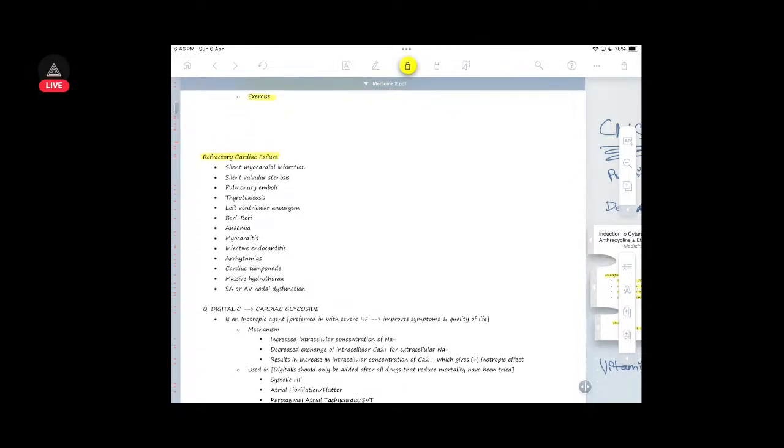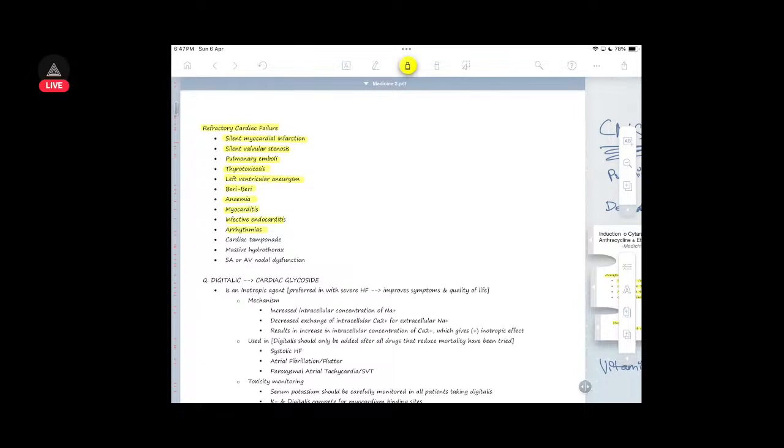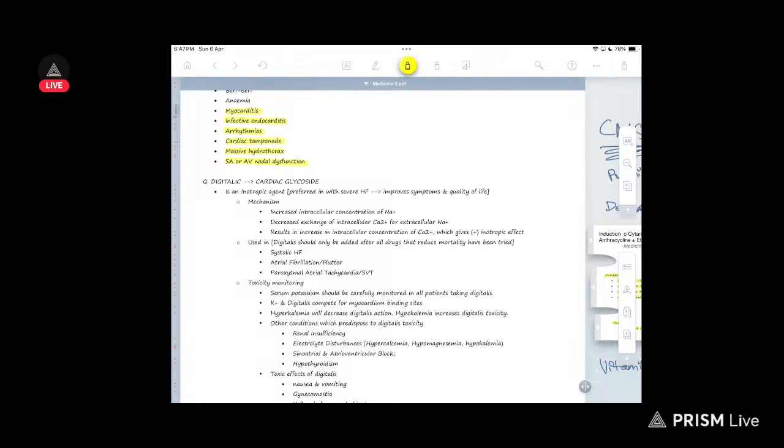Then refractory cardiac failure: silent myocardial infarction, mitral valve stenosis, pulmonary embolism, thyrotoxicosis, left ventricular aneurysm, anemia, myocarditis, infective endocarditis, cardiac tamponade, arrhythmias, massive hemothorax, SA or AV nodal dysfunction. All of these are causes of refractory cardiac failure. Basically, just keep on telling every single thing you can remember.